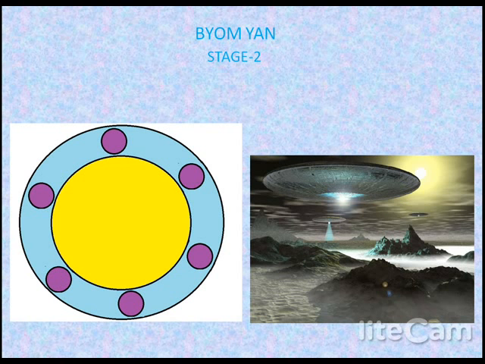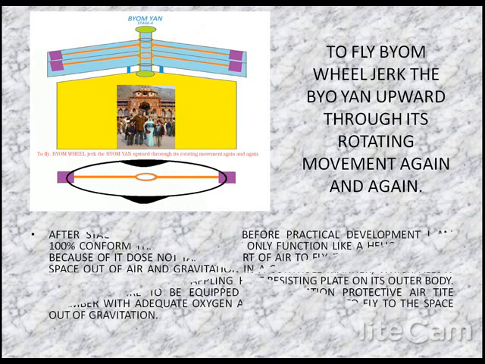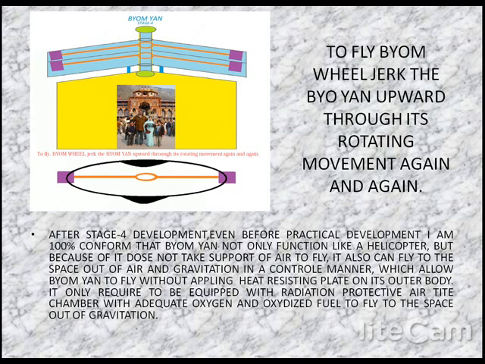But the Bohmian cannot move forward or upward. Therefore, a fan will be attached to move the Bohmian forward and upward. Bohmian stage 4. Here, to fly, Bohm will jerk the Bohmian upward through its rotating movement again and again. The detailed theory in a mathematical way is mentioned on the next page.